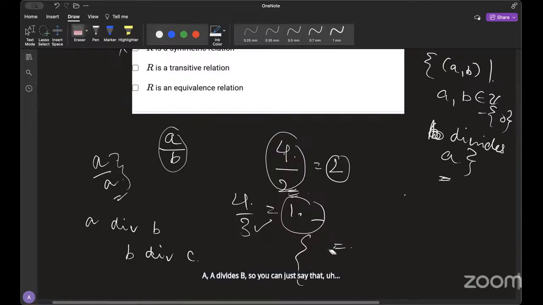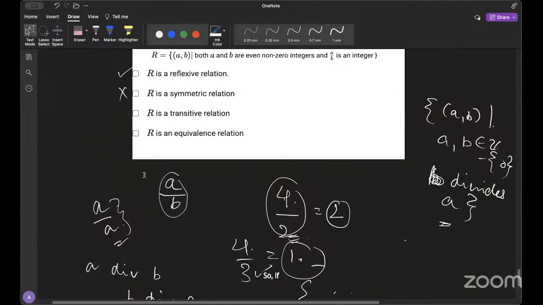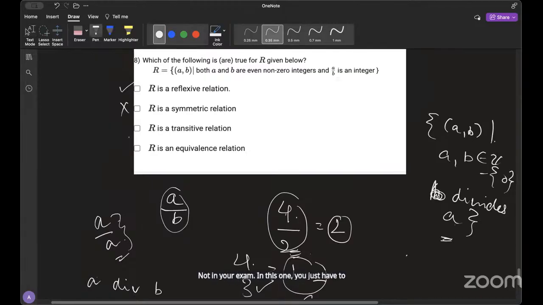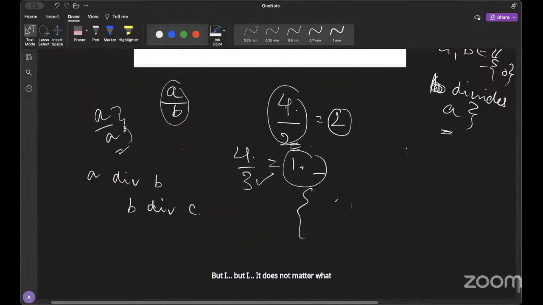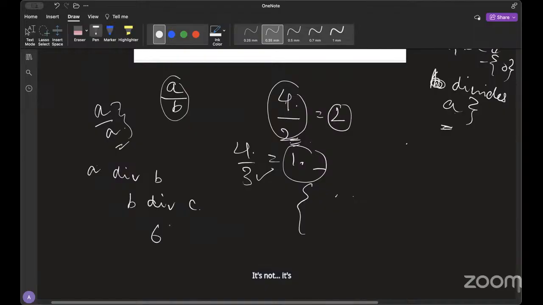Wait. Ma'am, take examples 64, 128, and 256. Examples are different when you prove things. You'll have to prove things, not in your exam; in this one, you just have to take the correct option. It does not matter what comes in the exam. It's not my responsibility whether you pass or fail in the exam. That's why I was going to prove this thing here. Okay, please give me an example. And this is the example.